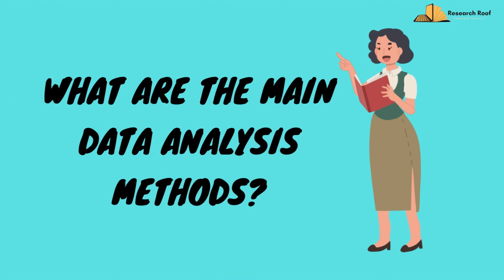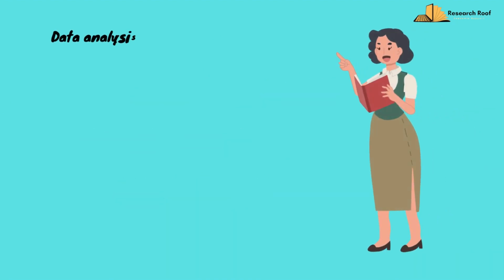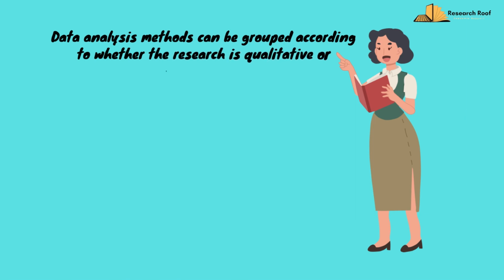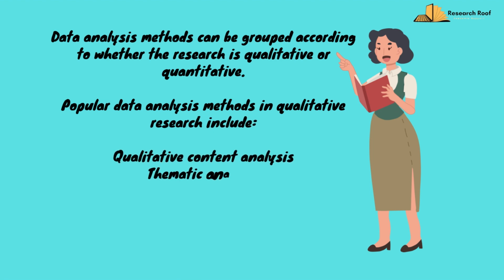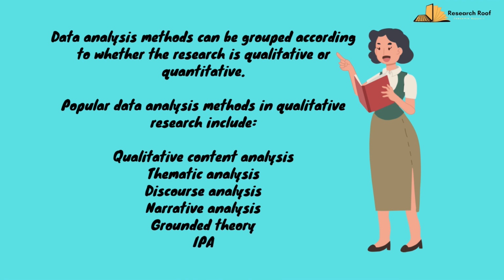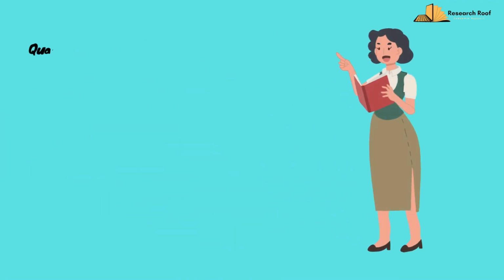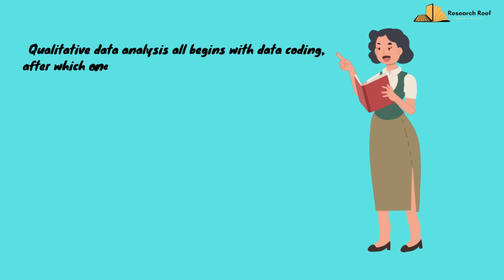What are the main data analysis methods? Data analysis methods can be grouped according to whether the research is qualitative or quantitative. Popular data analysis methods in qualitative research include qualitative content analysis, thematic analysis, discourse analysis, narrative analysis, grounded theory, IPA. Qualitative data analysis all begins with data coding, after which one or more analysis technique is applied.